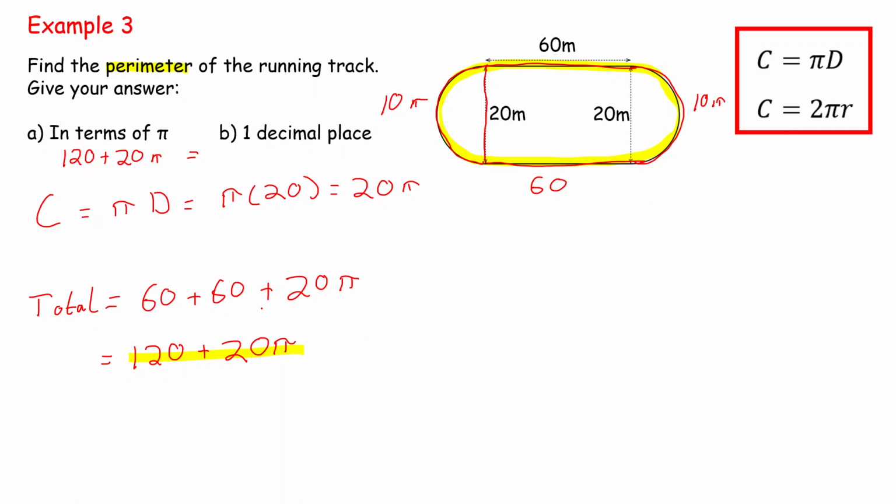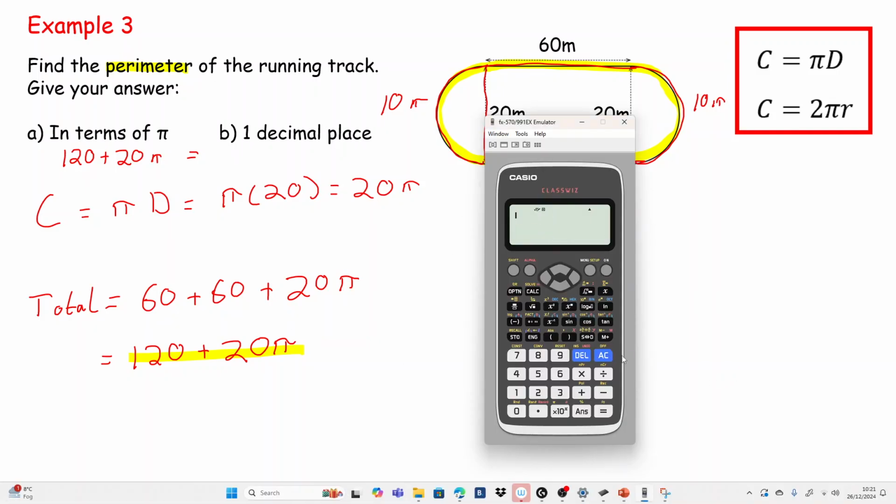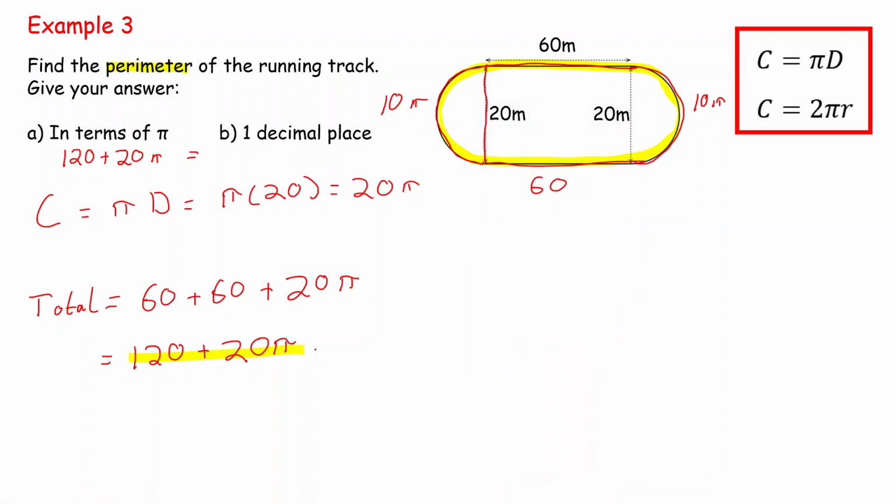Now we've got to put that into the calculator. Let's do that now. So let's refresh this. 120 add 20 pi. So let's go shift and then pi is down here. There we go. Equals 182.8 to 1 decimal place. So let's put that in. 182.8 to 1 decimal place. And that is your answer up here.